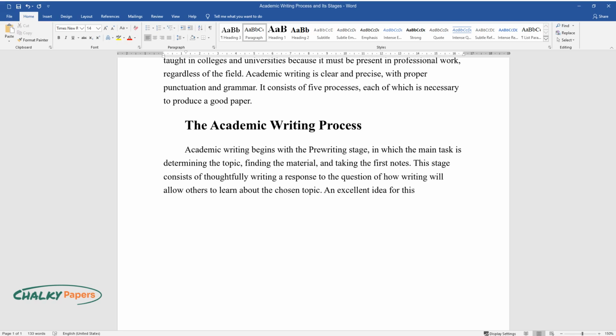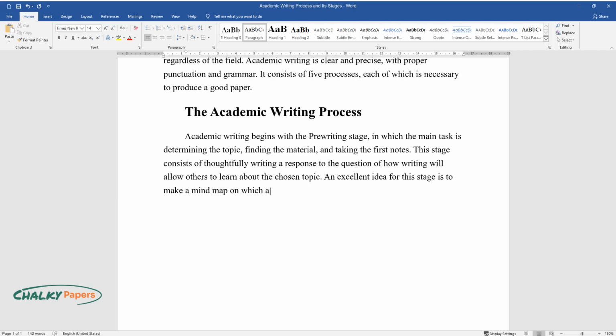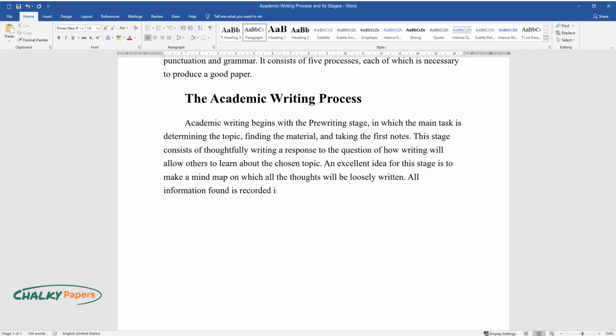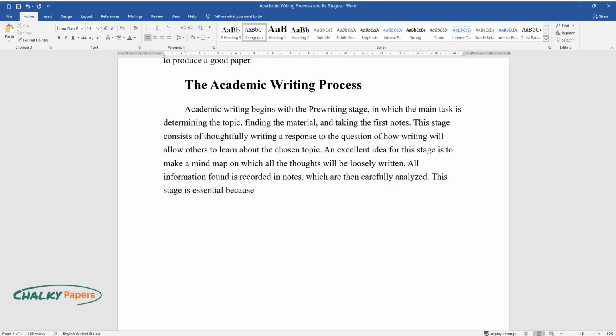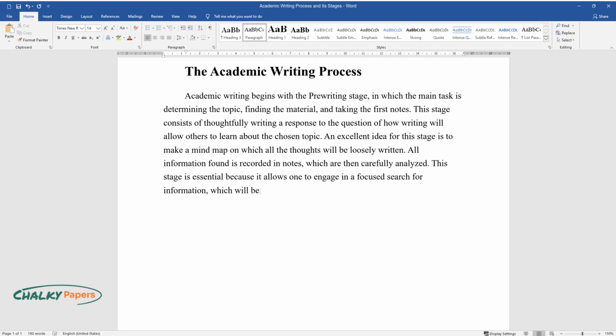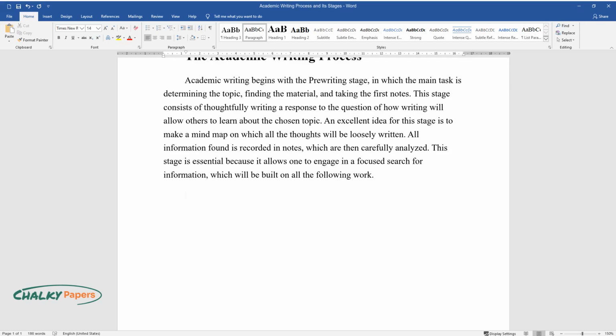An excellent idea for this stage is to make a mind map on which all the thoughts will be loosely written. All information found is recorded in notes, which are then carefully analyzed. This stage is essential because it allows one to engage in a focused search for information, which will be built on all the following work.